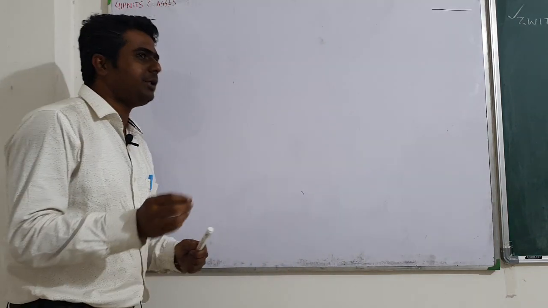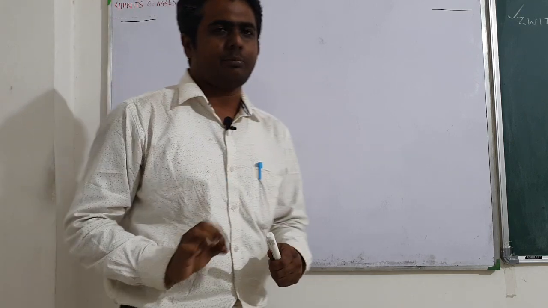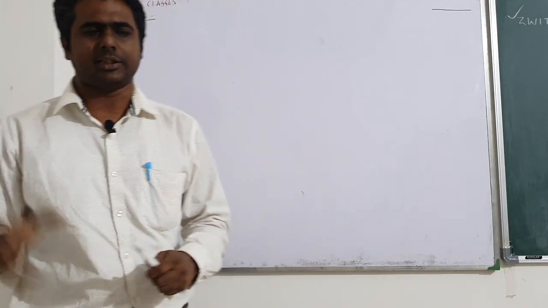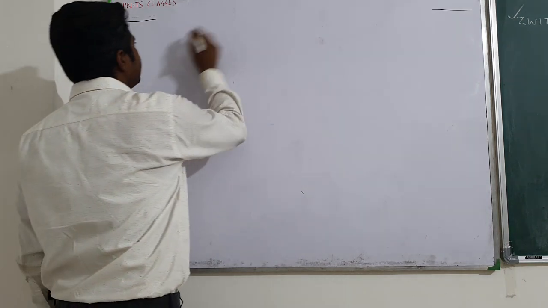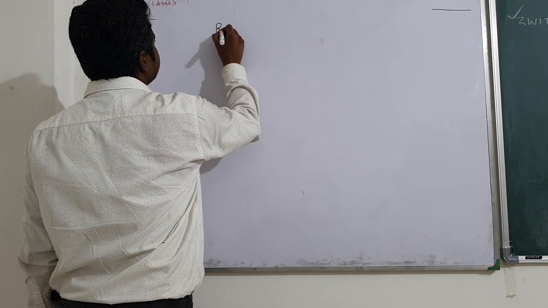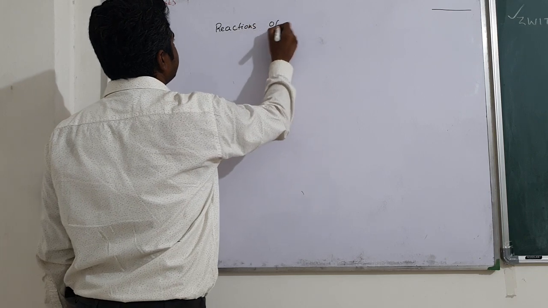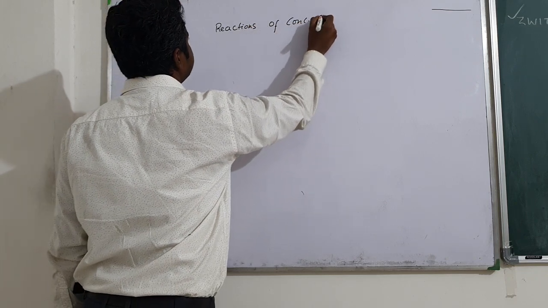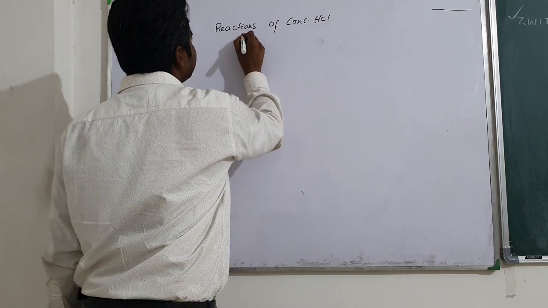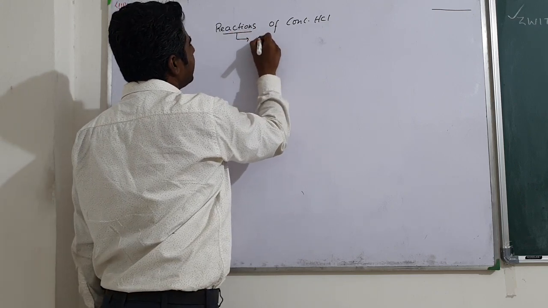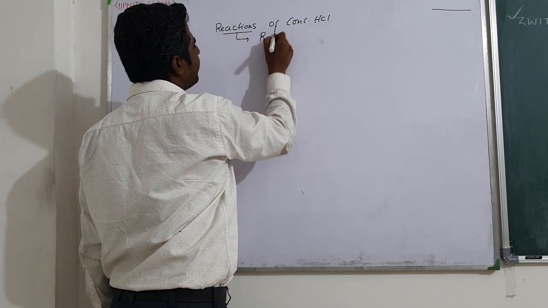So today we will be discussing a very important point, from which 2-3 marks always come. The important point is the reactions of concentrated HCl, and we will be discussing the reducing property of it.